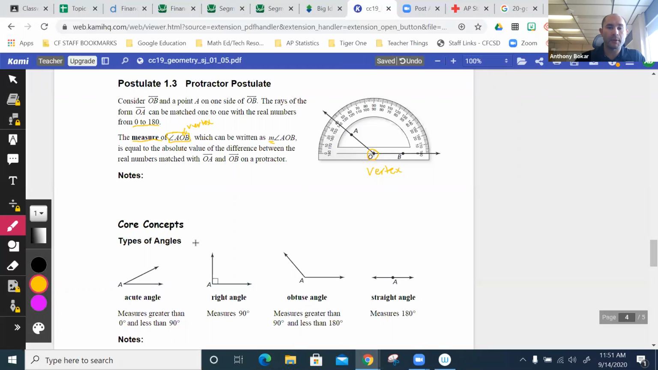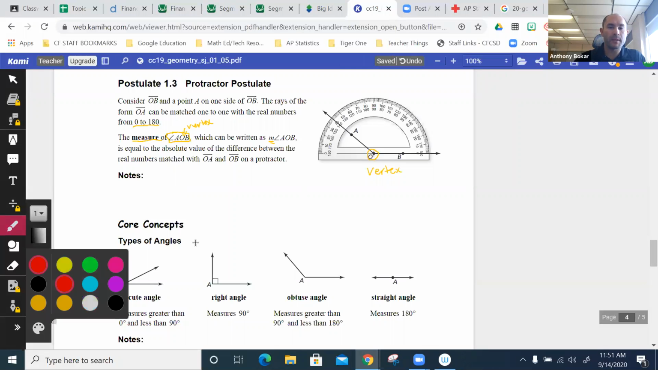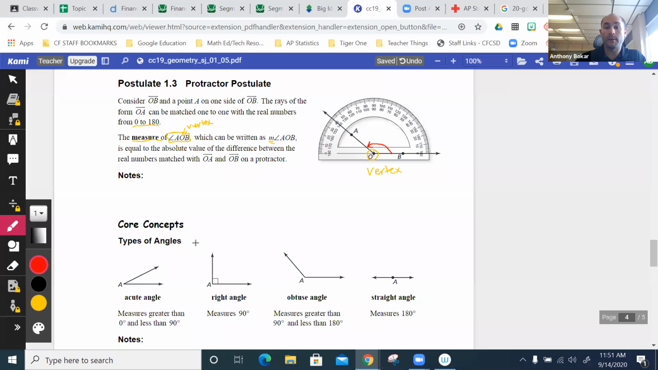So that's what we're looking at. We're looking at the measure of the angle, and the measure we care about for this angle is this one right here, okay? AOB is this angle, and we probably call that obtuse, right? We want to know how many degrees that is, and we look at the protractor and read it. It's an obtuse angle, so it's 140 degrees. So for this one, we would write that the measure of angle AOB is equal to 140 degrees. So the measure is just the number of degrees that the angle has. Okay, that's the measure of an angle.